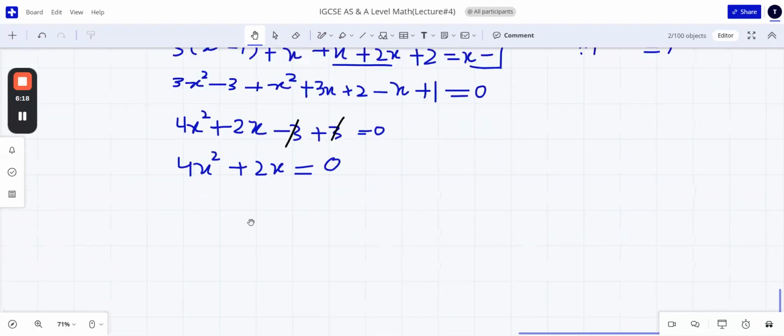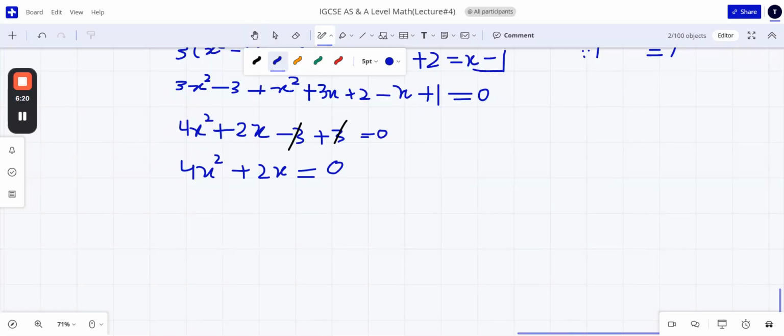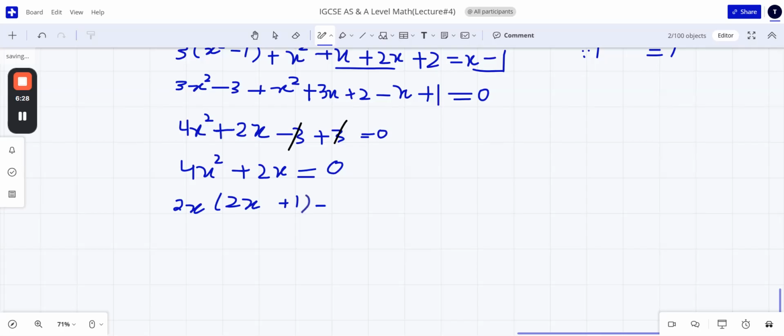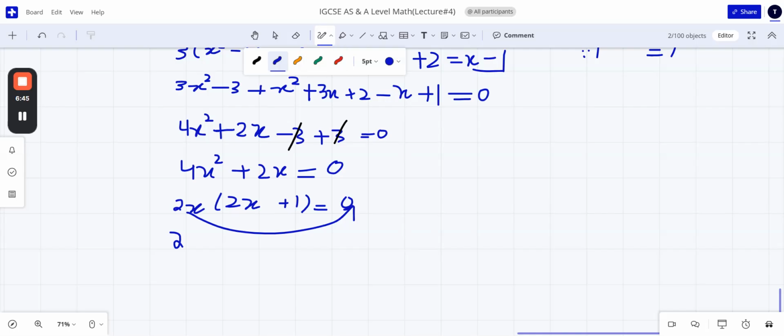Now what is common there? The 2x is common, so here 2x plus 1 is left equal to 0. Now we will write separately, so 2x both multiply here. So when we shift to the other side of equal, these two values will divide with the 0. So 0 divided by any value is equal to 0.